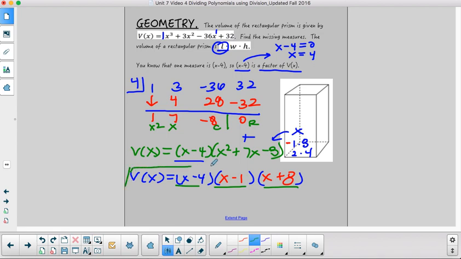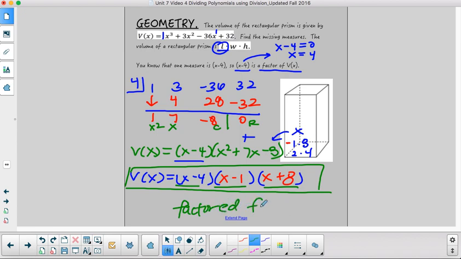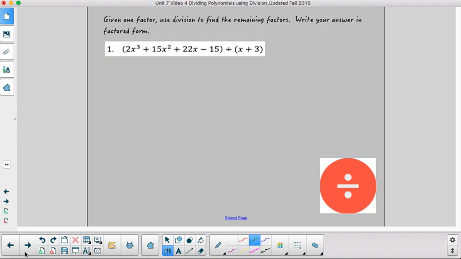So today we're going to be breaking down cubics and quartics into the factored form using synthetic division. So this is what we call the factored form. And this will be helpful later in Chapter 7 when we actually start graphing cubic functions. Okay. So let's go ahead and look at example 1. It says, given one factor, use division to find the remaining factors.